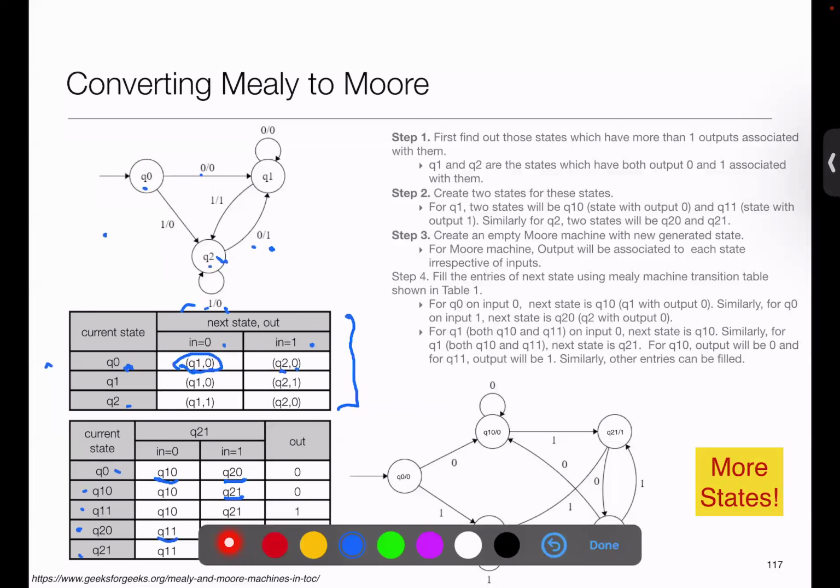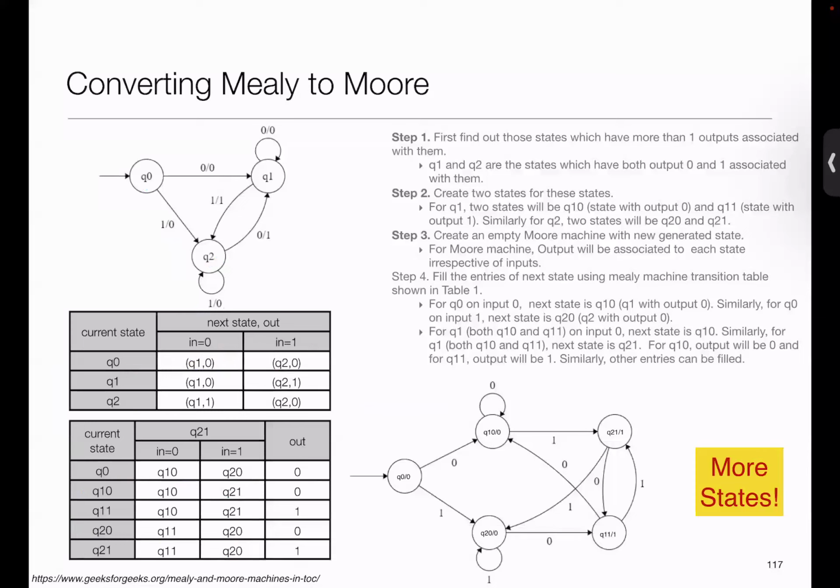You can see Q0 was more like a Moore machine state, where output was independent of the input. So when I'm in Q0, output is 0, and if input is 0, I go to Q10. If input is 1, I go to Q20, and so on. So I end up with a Moore machine which has 2 more states. Instead of 3 states, I'll have 5 states, and that's what I have drawn on the bottom right.